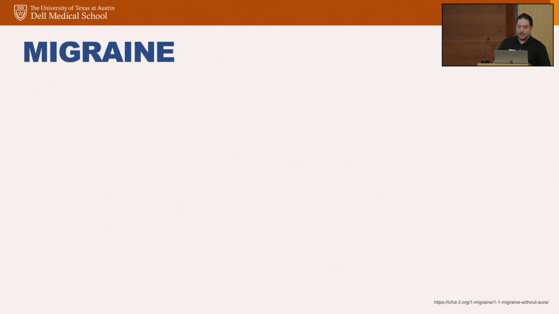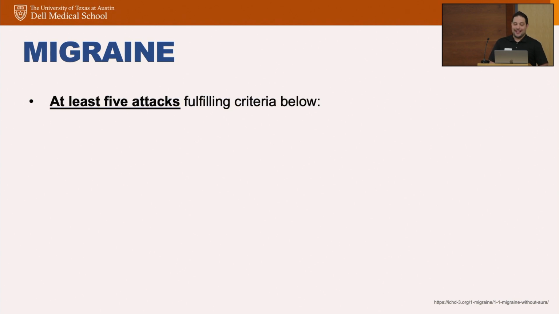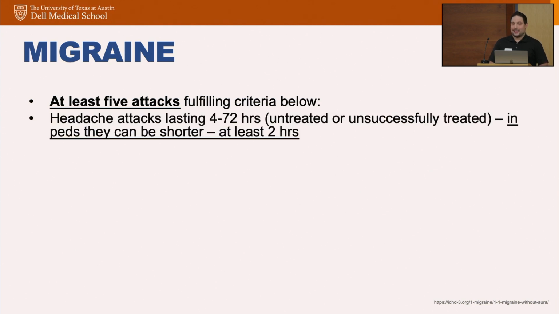Now, moving on to migraine. To make the diagnosis of migraine, a patient needs to have at least 5 attacks, fulfilling the criteria below. So these are headache attacks lasting 4 to 72 hours. This is untreated or unsuccessfully treated. Additionally, we also include time sleeping.